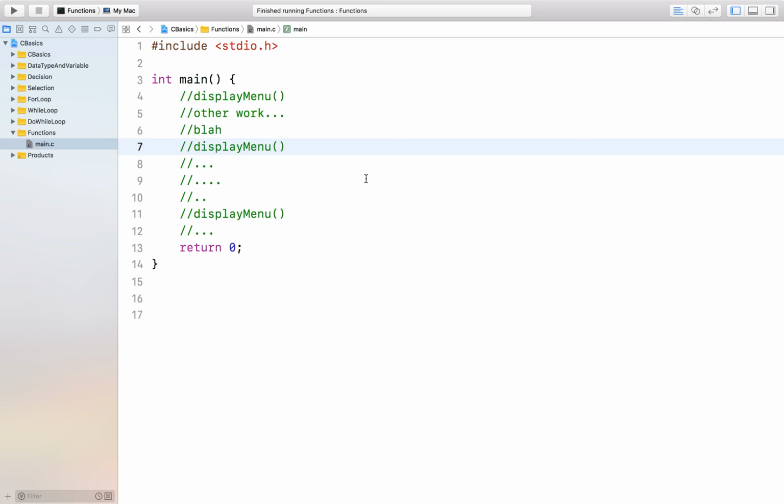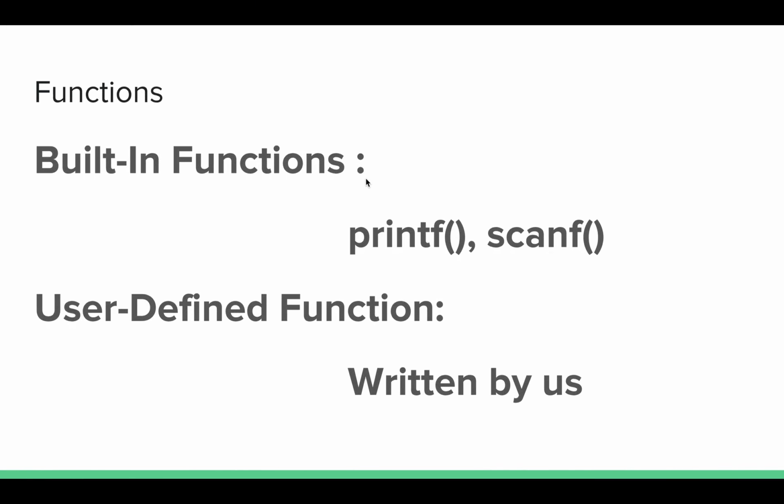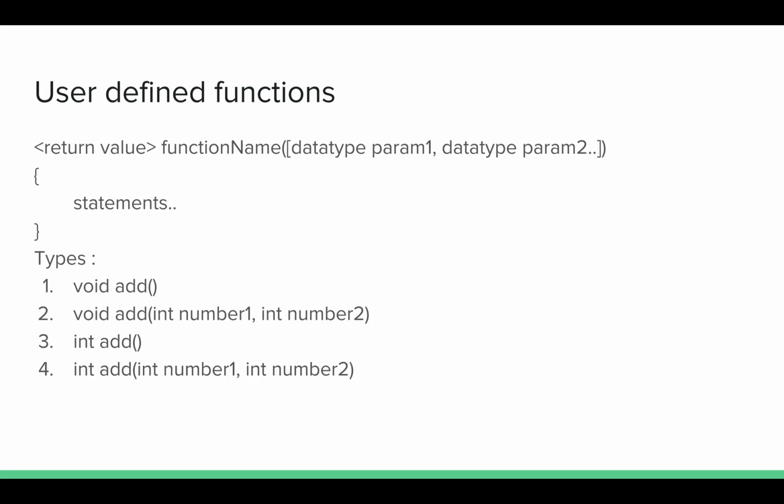Okay, cool. So there are types of functions. Built-in functions you have already seen: printf, scanf, those come from the library, ready-made. Next, user-defined functions, those are written by us, custom functions. Next, we will see that there are again types of these user-defined functions and how to use them. We will see through an example.